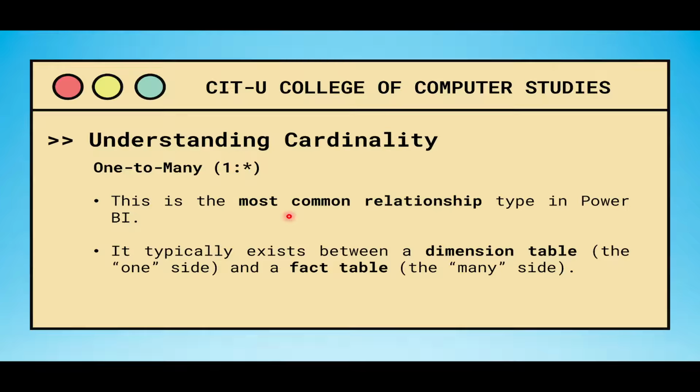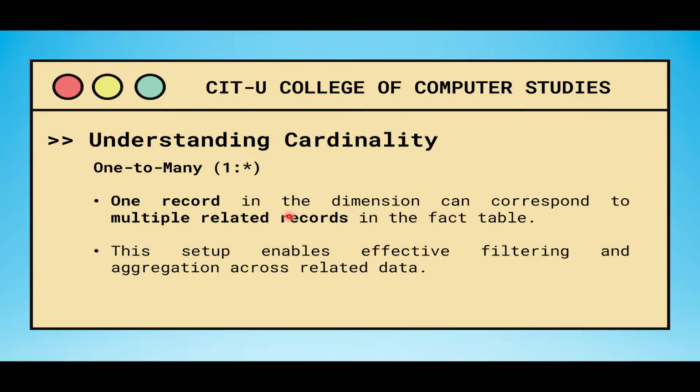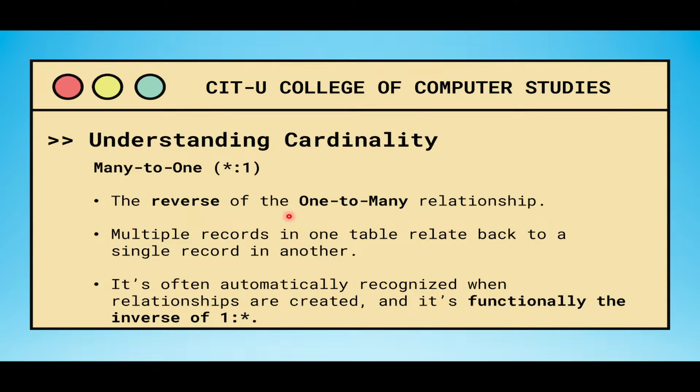It typically exists between a dimension table, the one side, and a fact table, the many side. So one record in the dimension can correspond to multiple related records in the fact table. This setup enables effective filtering and aggregation across related data. Then we have the many to one, the reverse, of course. The reverse of one to many: multiple records in one table related back to a single record in another. It's often automatically recognized when relationships are created, and it's functionally the inverse of one to many.